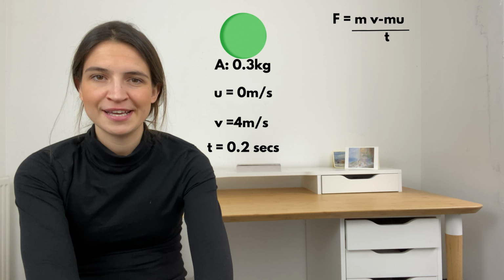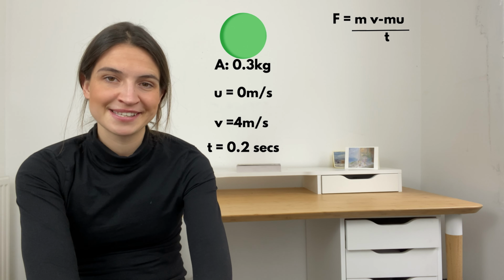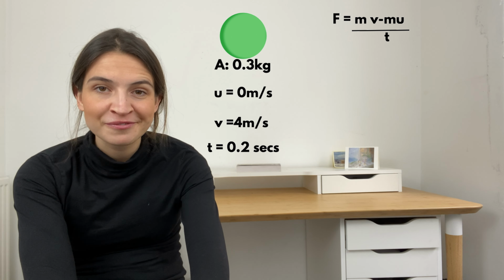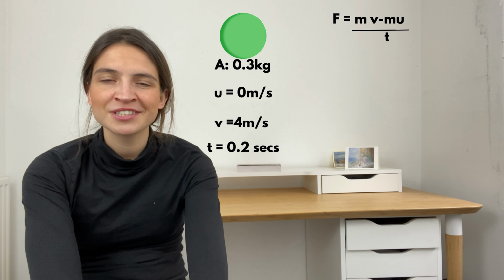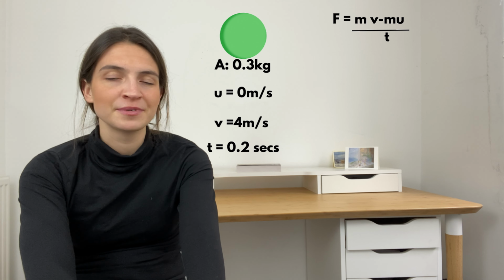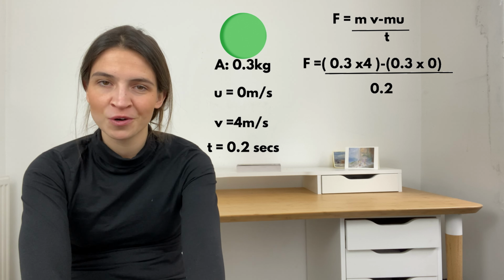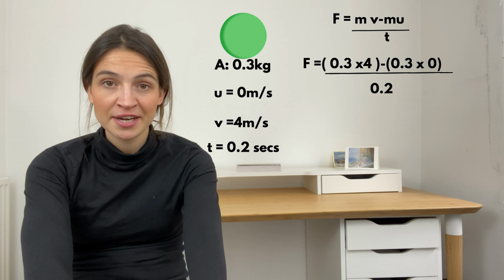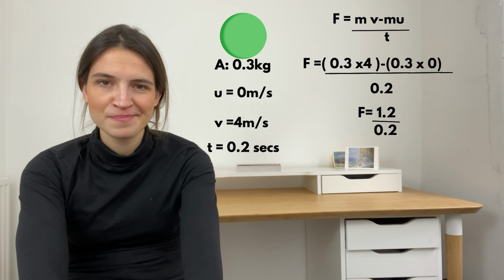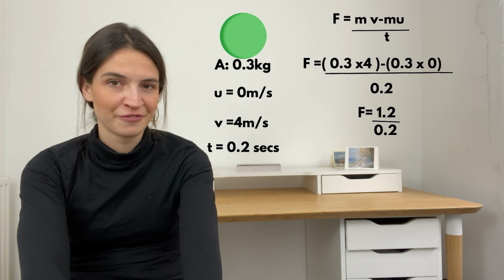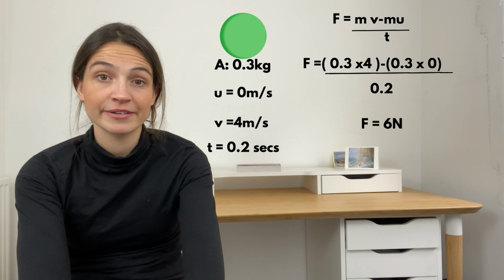Again, we need to be careful with direction. I am going to say that towards the right is positive. So, what was our equation for force? We have got force equals, our mass is 0.3, our final velocity v is 4, our initial velocity u is 0, and our time t was 0.2 seconds. So force equals (0.3 times 4 minus 0.3 times 0) divided by 0.2, which equals (1.2 minus 0) divided by 0.2, which equals 6 newtons.